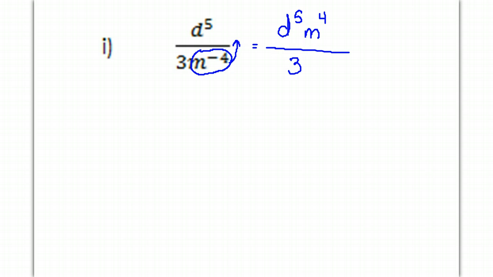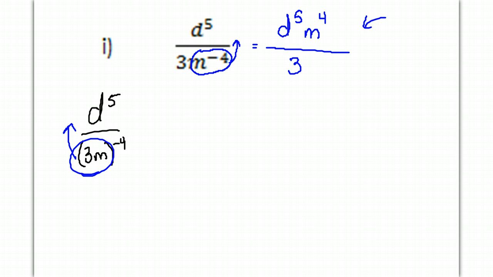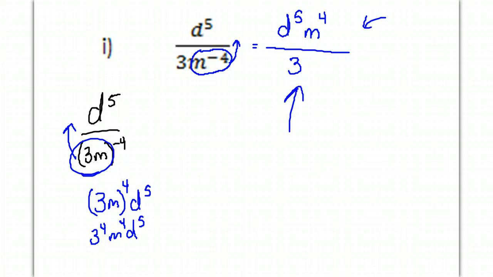That's actually the final answer, but if your question was a little different, let's say it was d to the fifth over, in parentheses, 3m to the negative fourth, then everything in the parentheses would go up. So it would actually be 3m to the positive fourth, d to the fifth, and then distribute that 4, we get 3 to the fourth, m to the fourth, d to the fifth. So just changing that question changes where things go. But originally, as the question was stated, that's the final answer there.